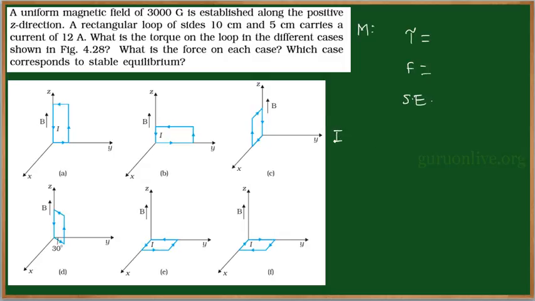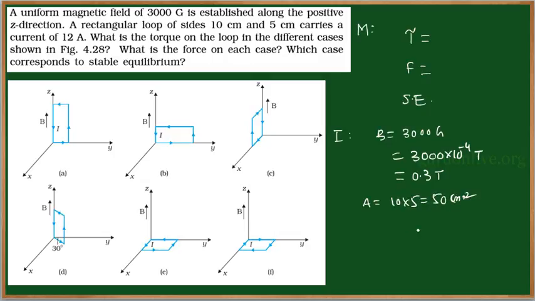Now come to the investigation part. The magnetic field B is equal to 3000 Gauss. So in SI system it is 3000 into 10 to the power of minus 4 Tesla, or I can write 0.3 Tesla, and A is equal to length into breadth. Everywhere the length and breadth are the same. So 10 into 5, that is equal to 50 centimeter square, or 50 into 10 to the power of minus 4 meter square, and current flowing in the loop I is equal to 12 amperes. So these are the given quantities.